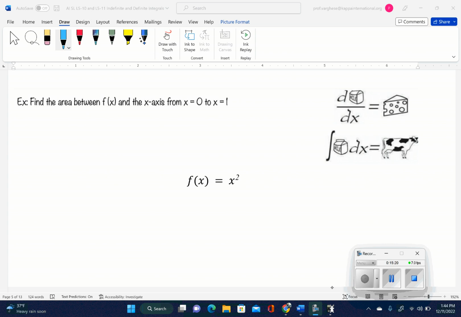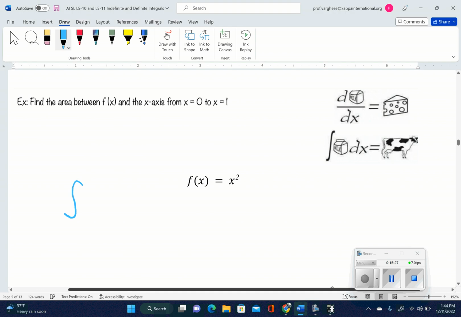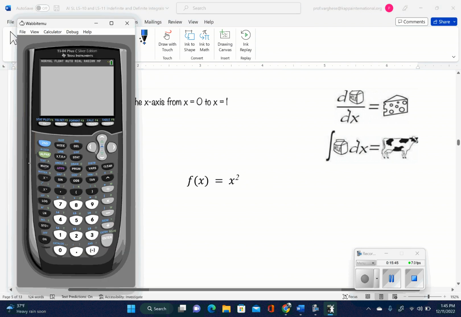So in this case, it says find the area between f of x and the x-axis, right? So what we're looking for is the integral of f of x, which is x squared, dx. And they're telling us that the start is 0 and the end is 1, right? So we're going to take our calculator. To do the integral, remember it's math, and then option number 9 is FN integration. So we hit that. Remember, we're starting at 0, it's given to us, and we're ending at 1. And we put our function in, which is x squared, and then don't forget to put dx, okay? And then you just hit enter.